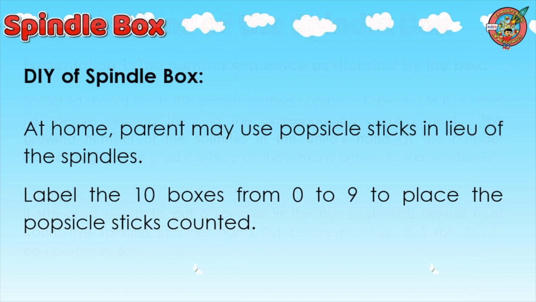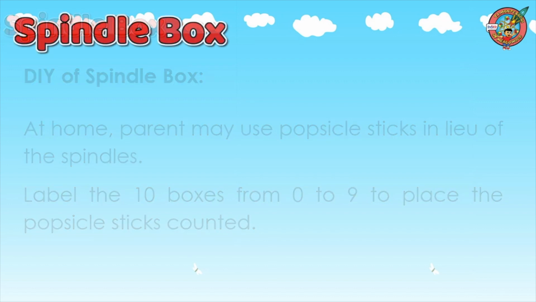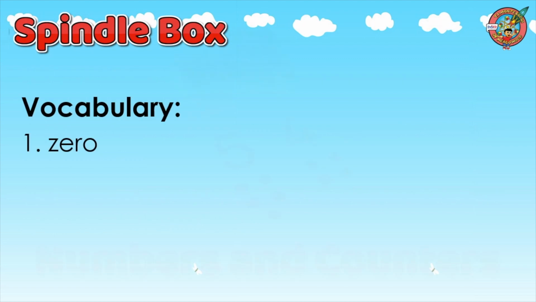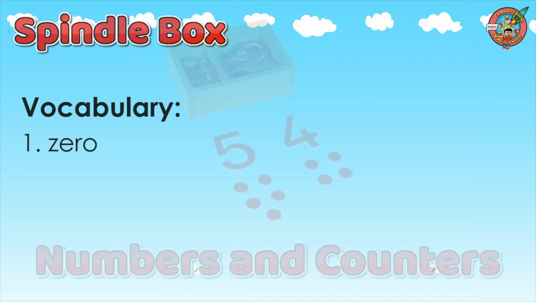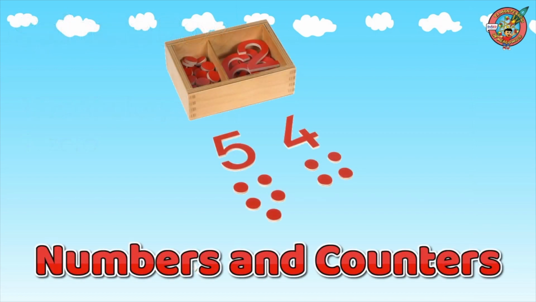And now let's make our own spindle box. Parent may use popsicle sticks in lieu of the spindles. Label the 10 boxes from 0 to 9 to place the popsicle sticks counted. Vocabulary: 0. And now let's move on to numbers and counters.